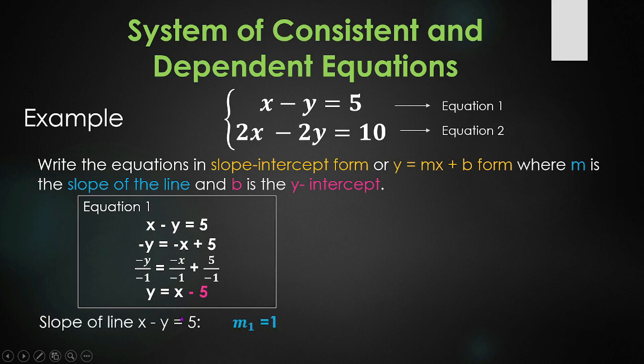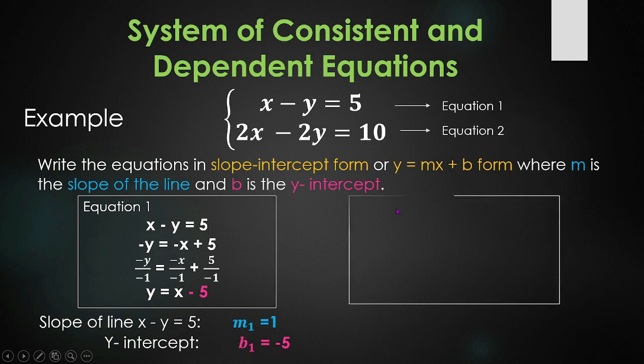Now what is the slope of the line x minus y equals 5? Your answer is 1. Where did we get 1? If the term here is x, that means that its numerical coefficient is 1. And 1 is an identity element, which means that 1 times x is equal to x. So we don't need to write 1 here beside x. The y-intercept is negative 5.